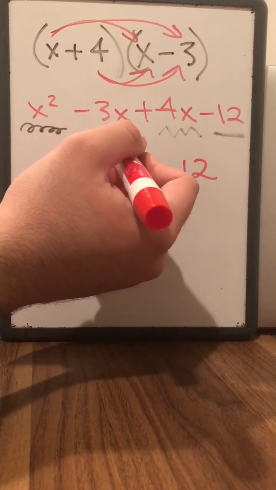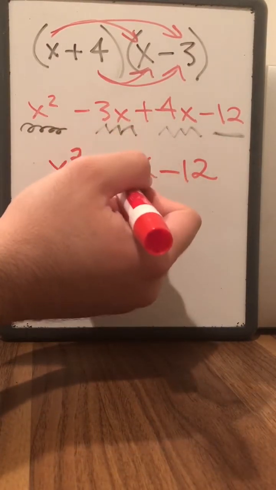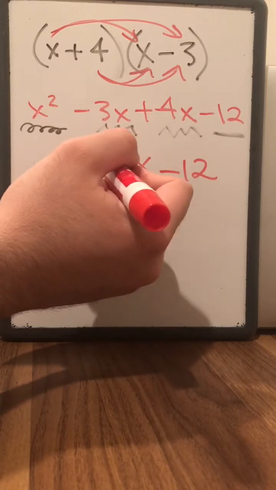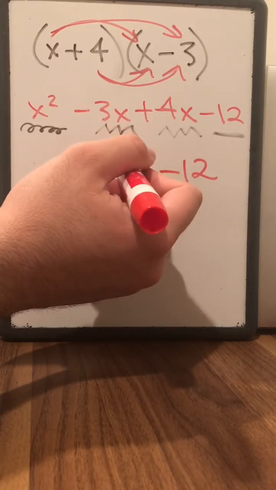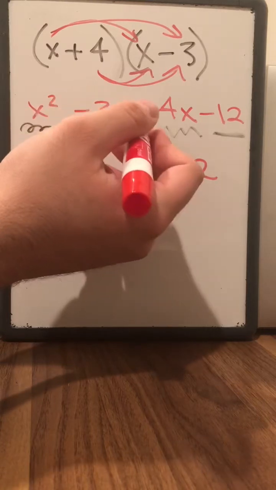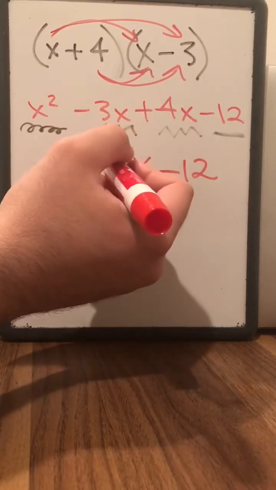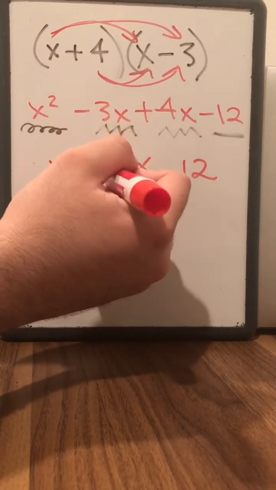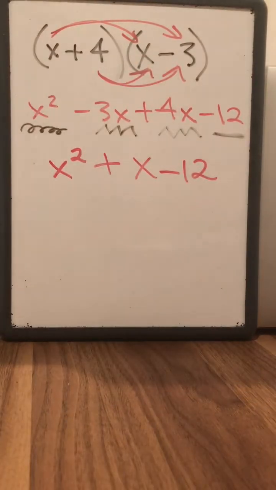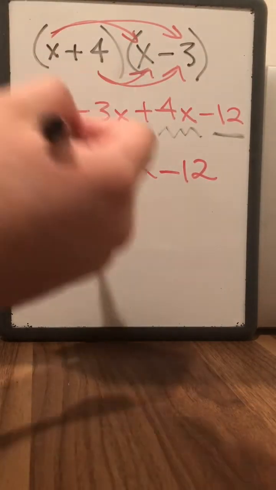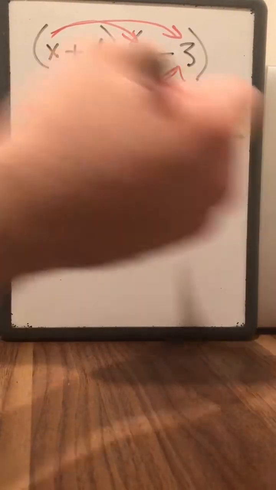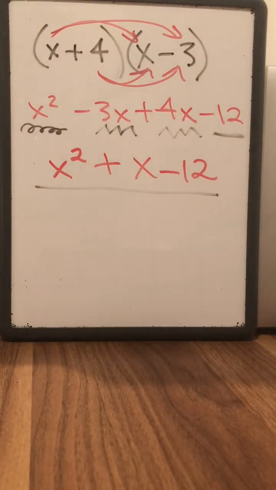And if we ever have a 1, we're not going to really write in 1 in front of x. We're just going to put the symbol, positive or negative, of whatever it is, and a -3 plus 4 gives us a +1. So positive. And then that makes this right here our final answer.